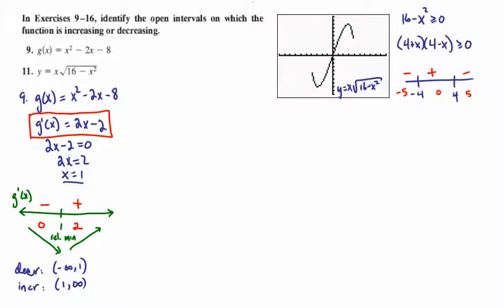So the only place where 4 plus x times 4 minus x is greater than or equal to 0 is between -4 and +4. So those are the only values that are in our domain here. So it is important to note that before we even begin. And you can see on the graph that the function is decreasing and then increasing and then decreasing again. And we need to find the values where those changes occur.